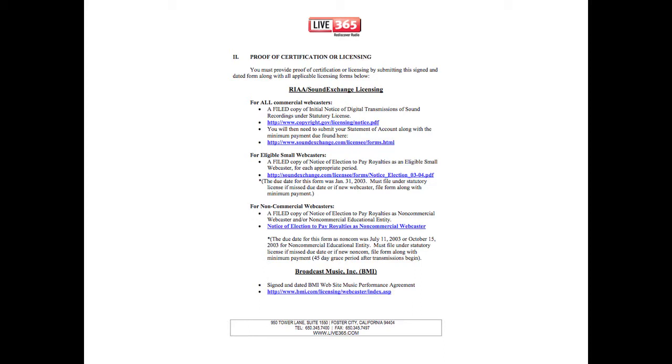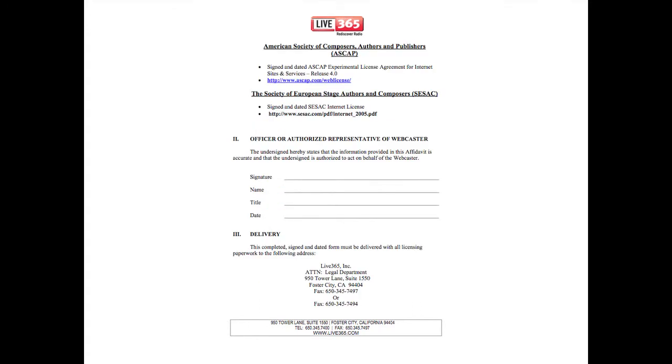Then you'll want to turn to the last page where it says Officer of Authorized Representative of Webcaster. In that section, please put the signature, name, title, and date of the authorized representative that manages these licenses for your organization. If you are not covered by ASCAP, BMI, CSAC, and you don't need to because you're doing talk content or you own the copyright, or you have relationships with the artists who you're going to play, then you'll want to look at Schedule D.